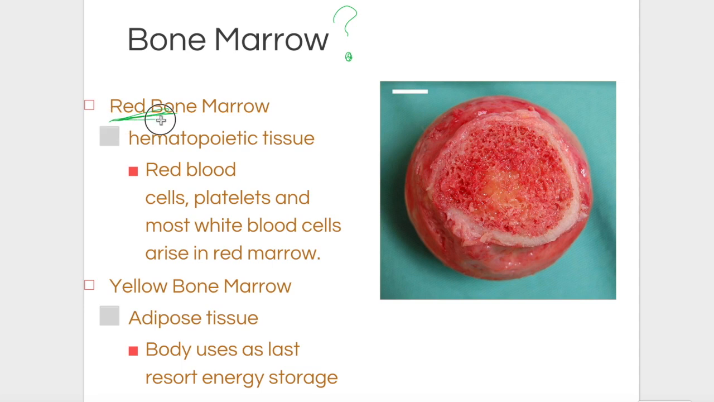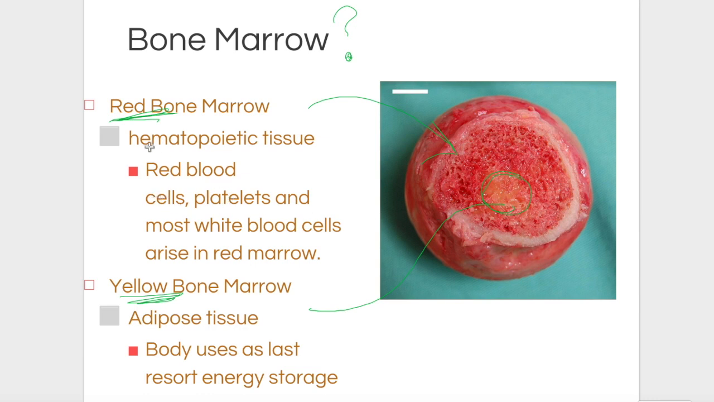We have red marrow and yellow bone marrow. Here we have a picture of some red marrow, although it does look like a little bit of yellow marrow in there. So red marrow tends to fill all of our epiphysis, so the ends of our long bones, as well as any of the spongy areas within our flat and short bones and so on.